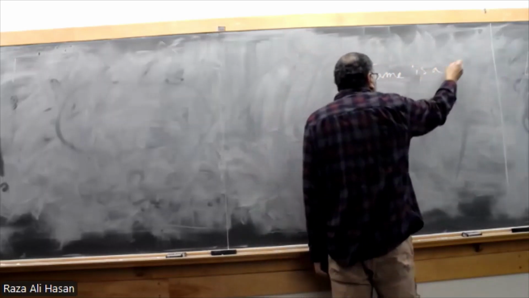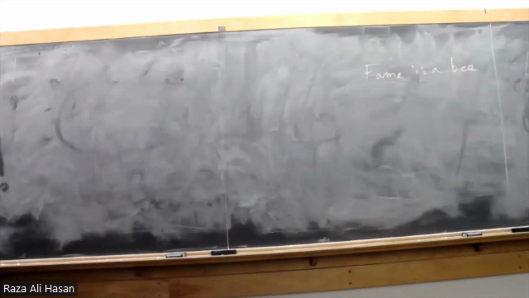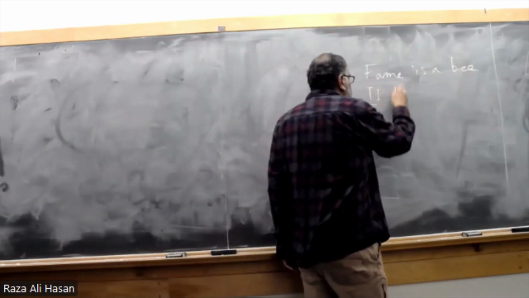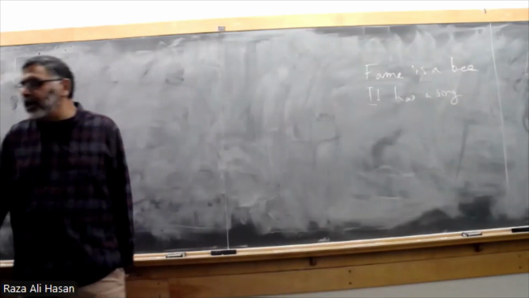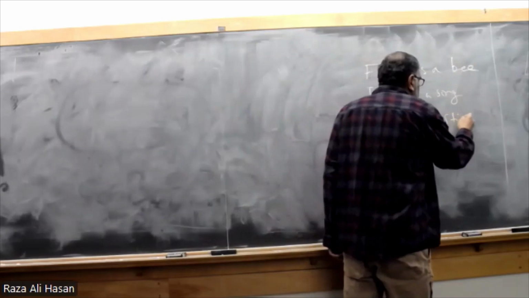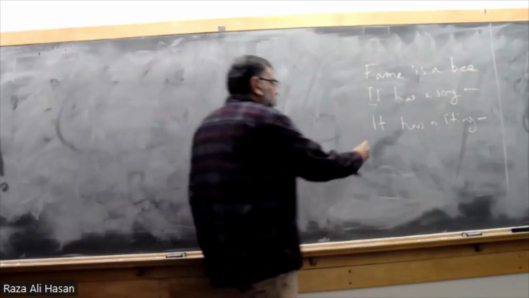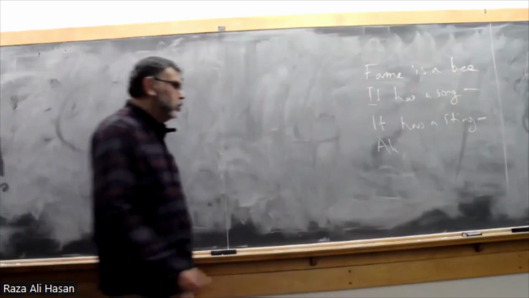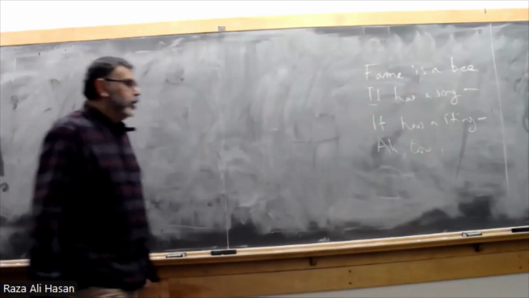Fame is a B. That's the first line of a Dickinson poem. And then it goes, it has a song. Okay, there's a dash. It has a sting. And is that a comma? Too. It has a ring.